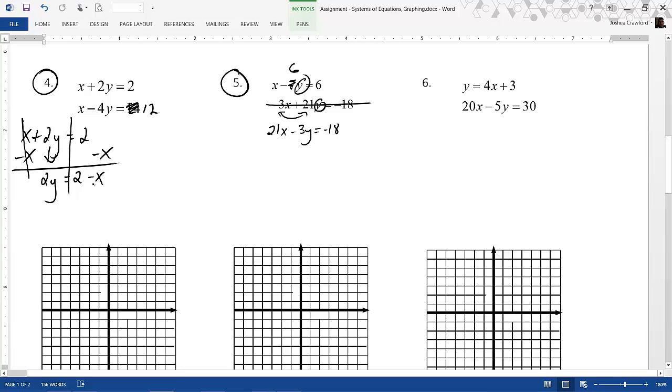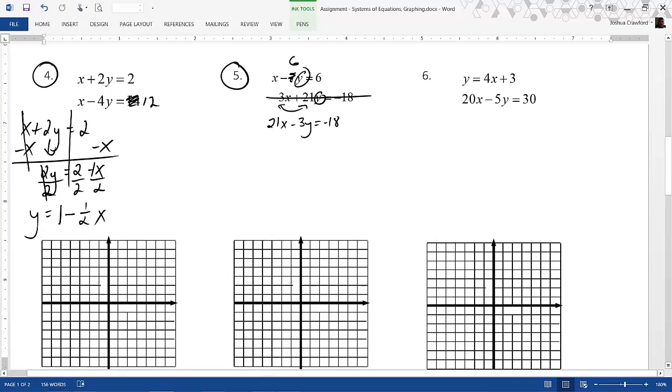Now we need to get y by itself. So to get y by itself, we have 2 times y. Opposite of multiplication is division, so we're going to divide both sides by 2. And we will get y equals 2 divided by 2 is 1, and then minus, there's a 1 there, so minus 1 half x. Let's go ahead and graph that.